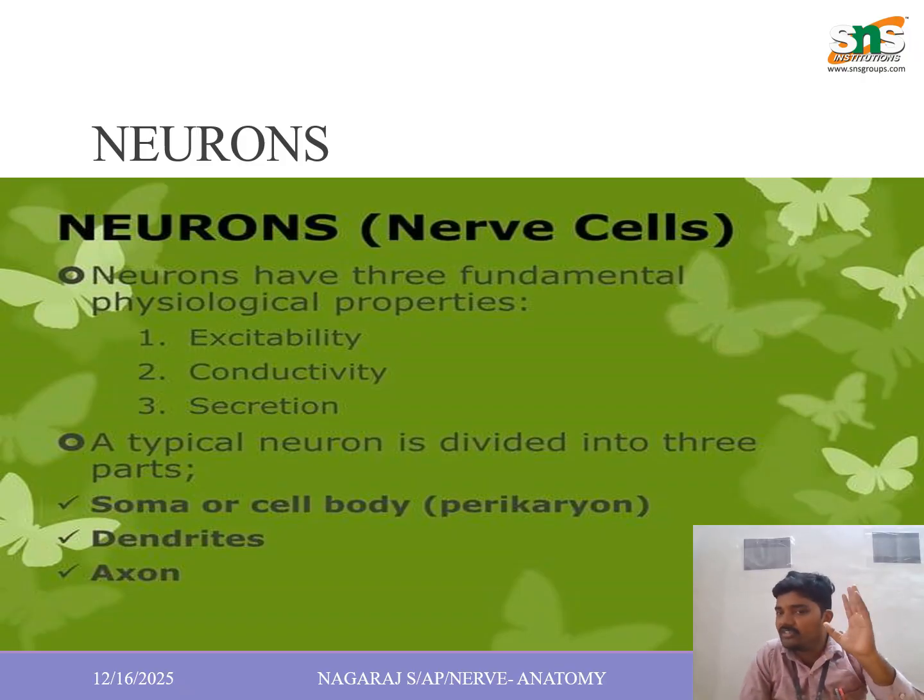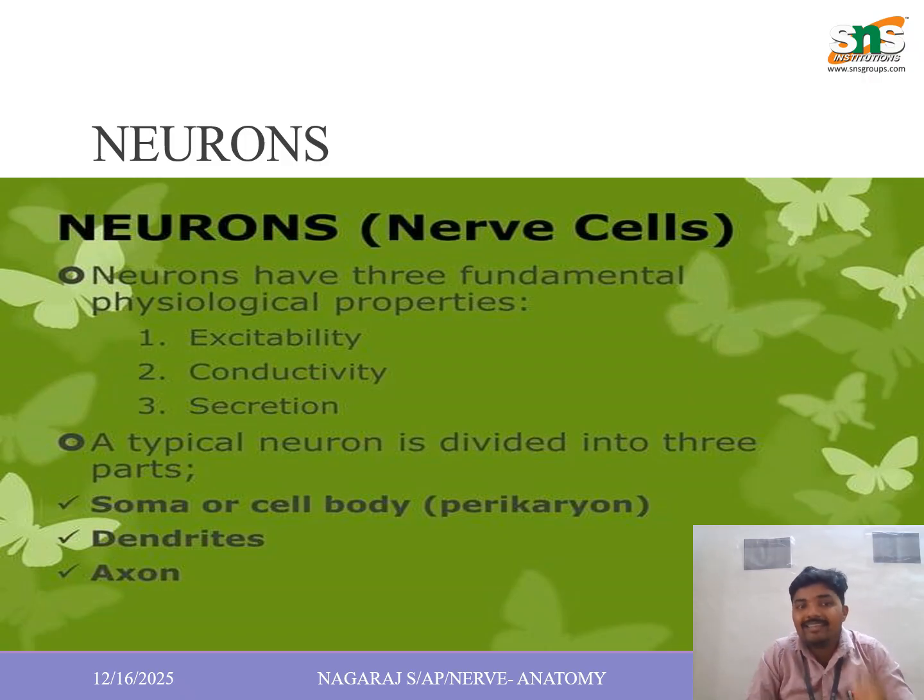Neurons have three fundamental physiological properties. The first is excitability, which means impulses are excited through the process. The second is conductivity, the conduction of impulses: the excitation passes from one neuron to another neuron. Third is secretion, which is the production of neurotransmitters, mainly activated for this mechanism. So there are excitability, conductivity, and secretion.